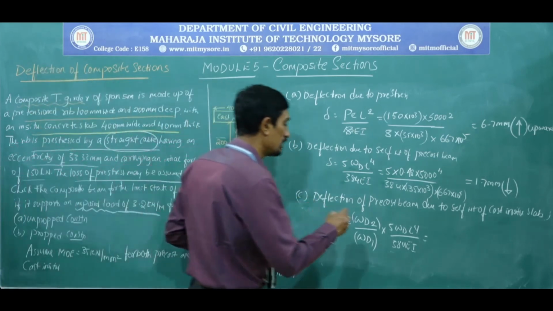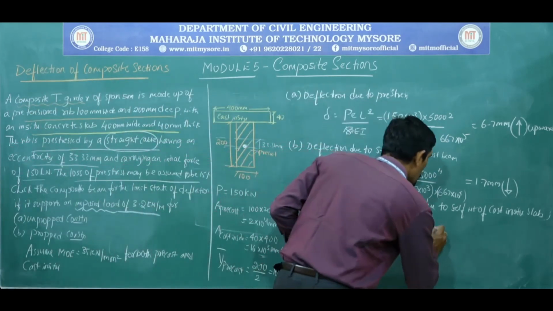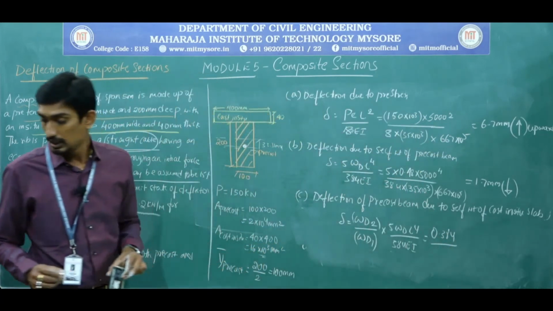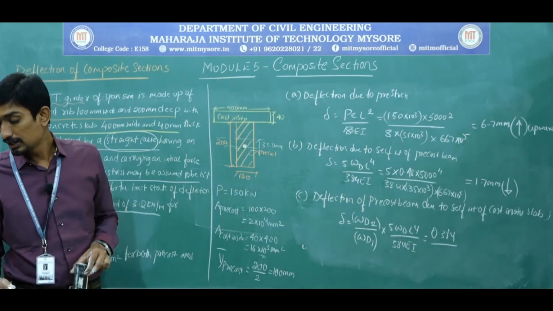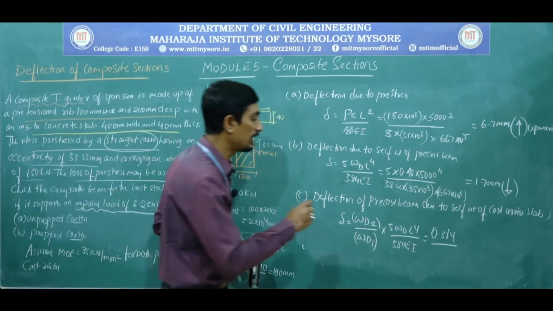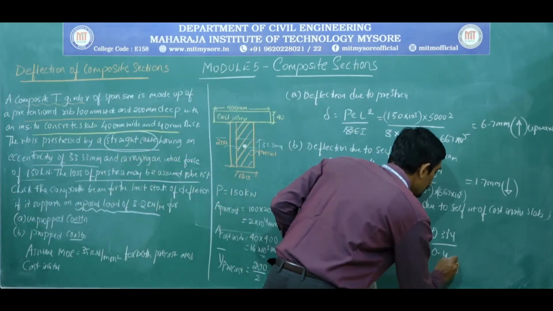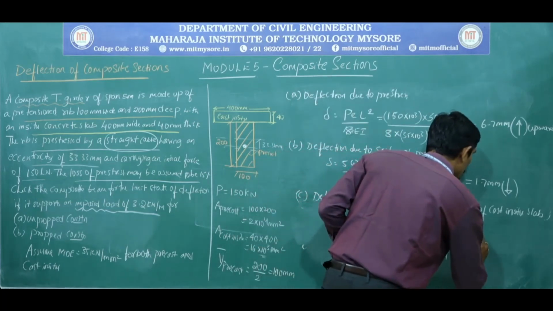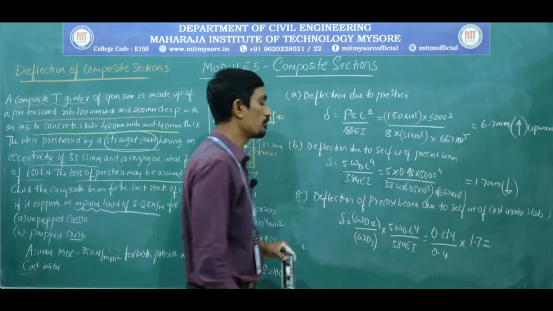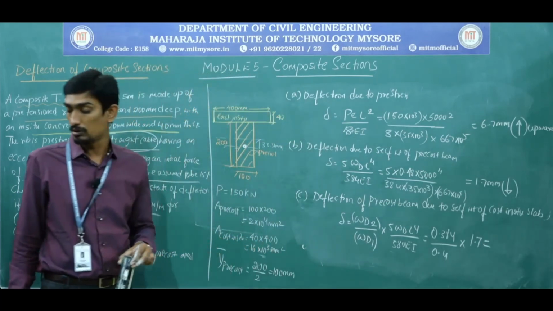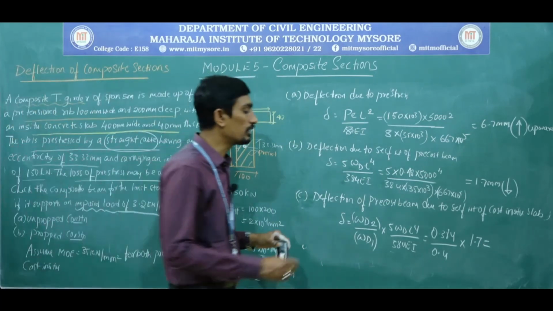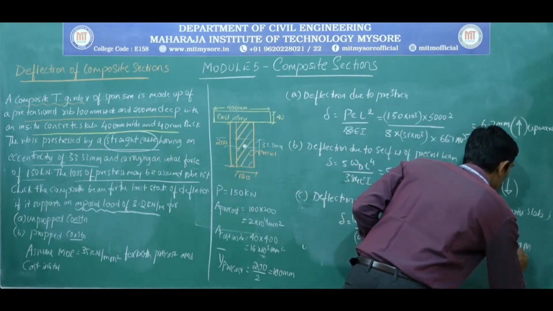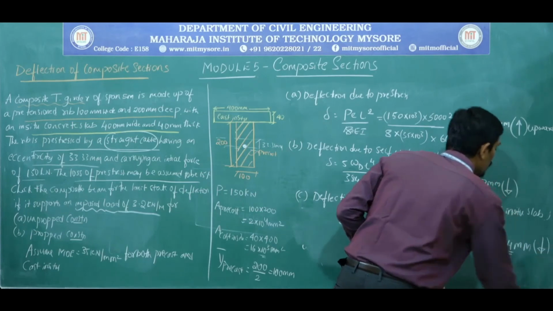So let me substitute that. WD2 is 0.384. WD2 means it is the self weight of the cast in situ divided by the self weight of the precast, multiplied by the deflection which has already been calculated, 1.7. 0.384 divided by 0.4 into 1.7. So the answer will be 1.34 millimeter downwards.